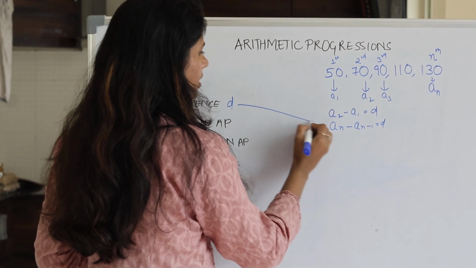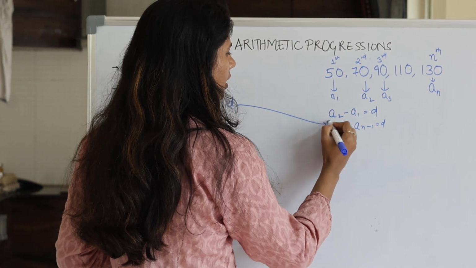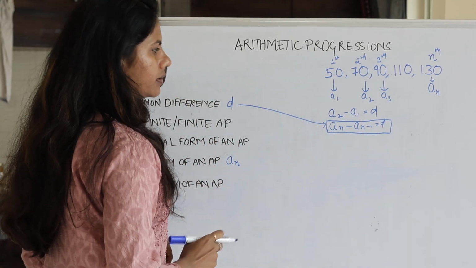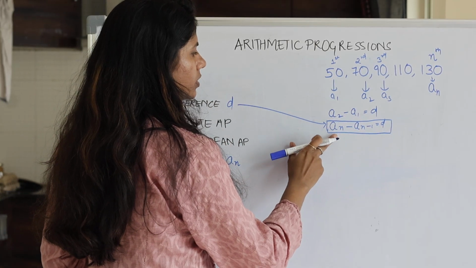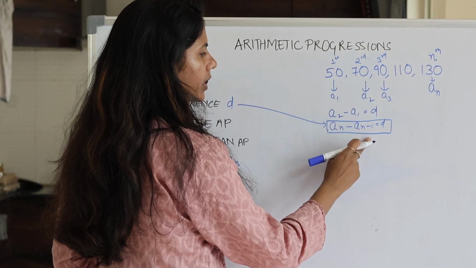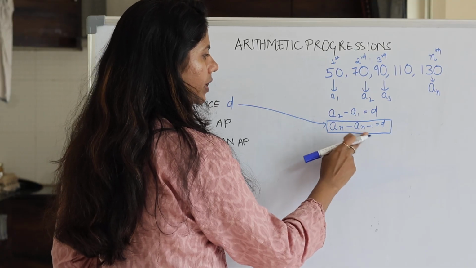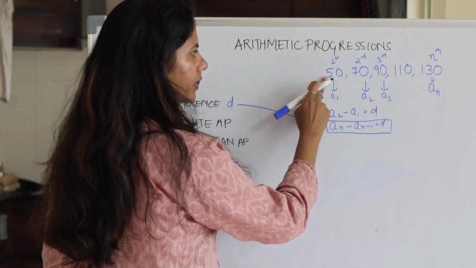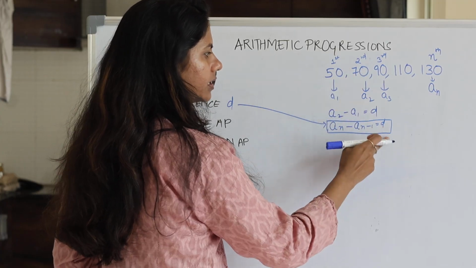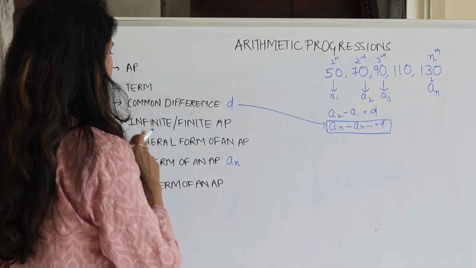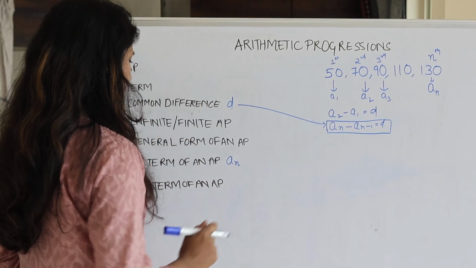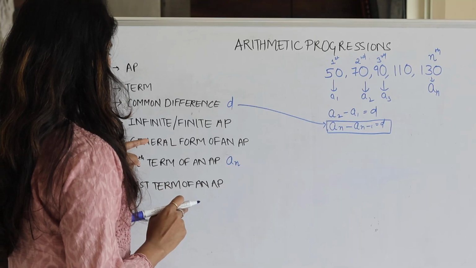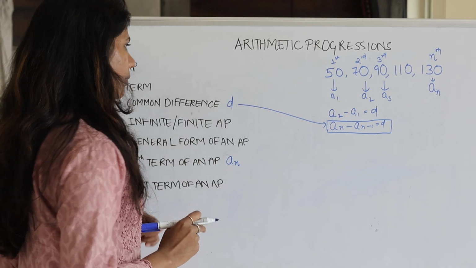So the common difference is AN minus AN minus 1 equals D. This is the current term and this is the previous term. If we subtract the previous term from the current term, we get D. Now, we already saw infinite and finite APs and their examples. Today, we will be seeing the general form of an AP.